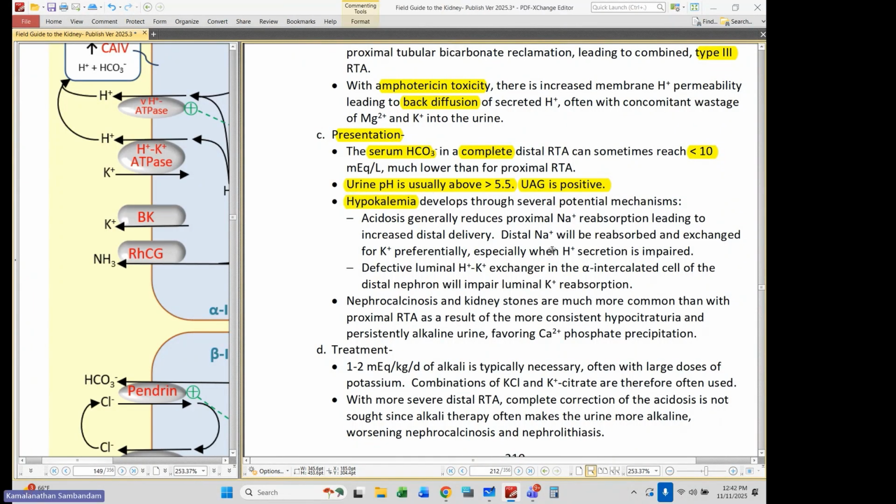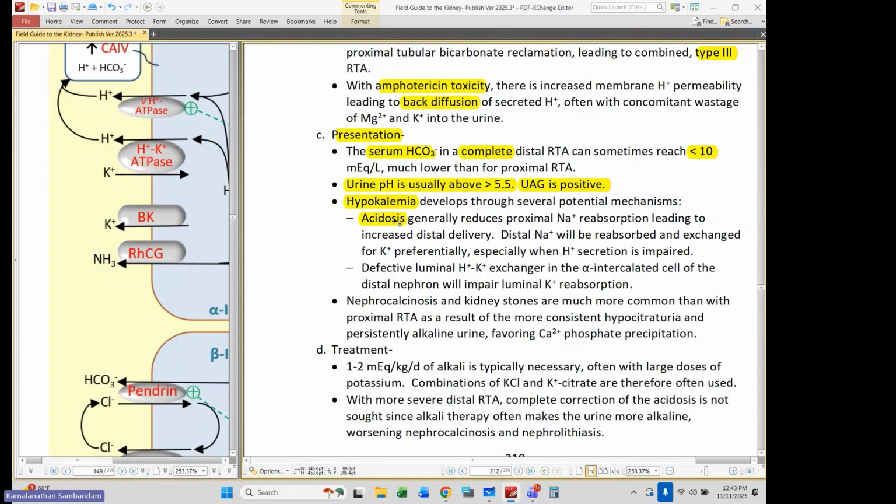So hypokalemia is fairly consistent and is typically profound in the complete distal RTAs. Okay. How that specifically happens is not well characterized. Okay. There is a complex set of explanations around that. And let's call it the older explanations that were not based on biochemistry and mouse models of RTAs.